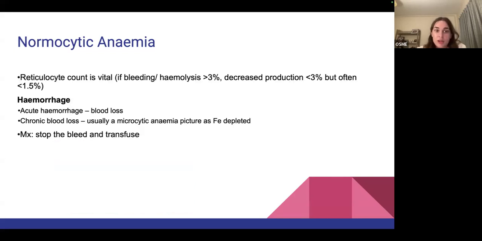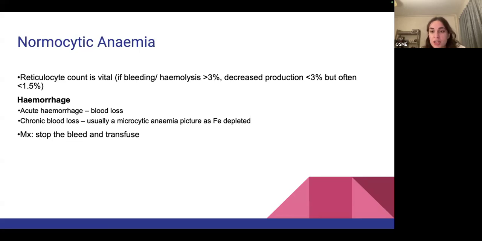Normocytic anemias, the thing to think about in normocytic anemias is if there's evidence of hemolysis or hemorrhage. So this is where, if in the question they're giving you the reticulocyte count, start thinking, is there evidence of hemorrhage or hemolysis? Obviously, the question stem for hemorrhage might be really obvious and say there's acute trauma, they've been in a car accident or something.